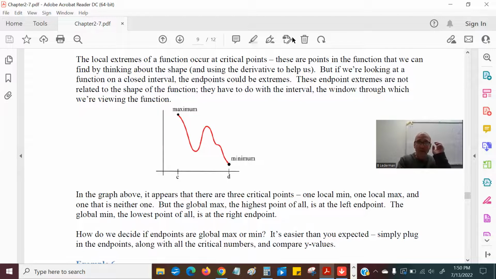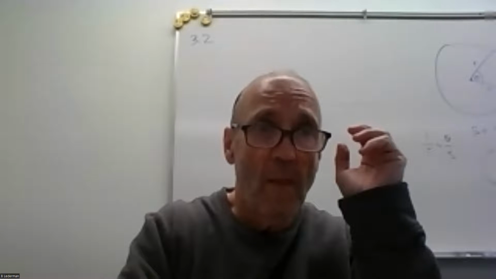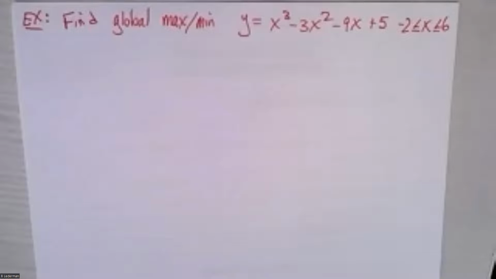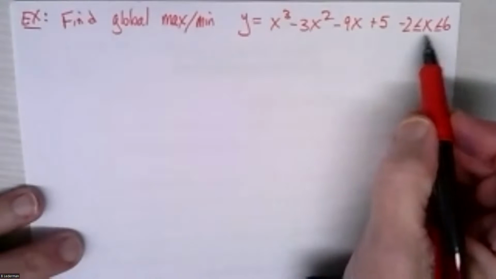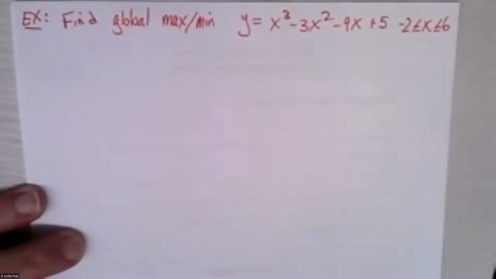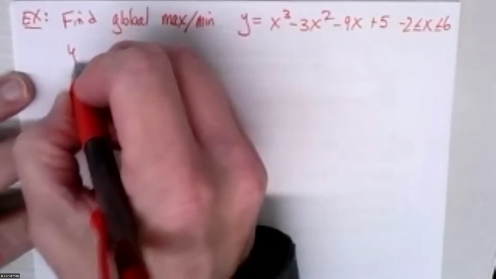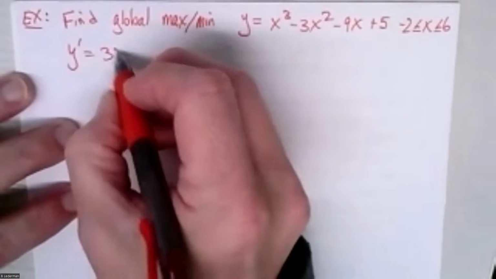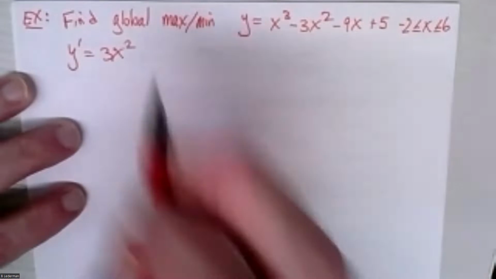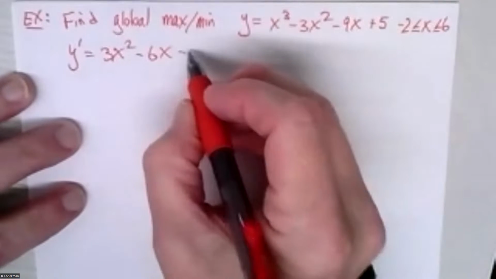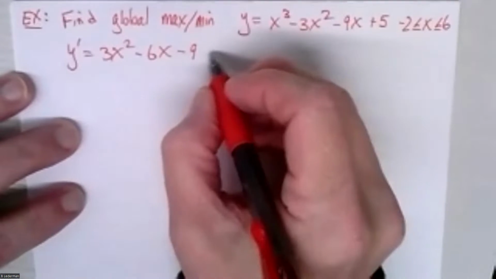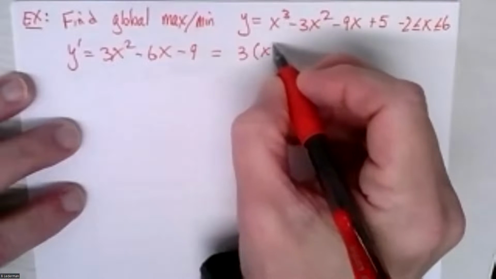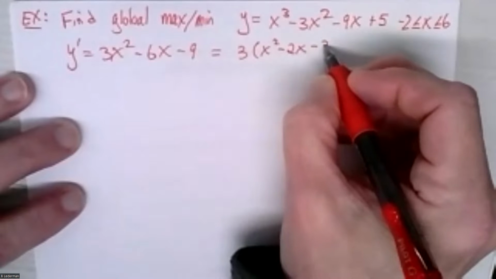So I'm going to switch back to the other camera, I mean, and here we go. We'll do a nice little example here. What I'd like to do now is find the global max and the global min for y equals x cubed minus 3x squared minus 9x plus 5, where x is restricted between -2 and +6. So all I'm going to do is find the critical numbers. I'm going to take y prime, and y prime is going to be 3x squared minus 6x, and then minus 9. Which is, and this is equal to 3 times (x squared minus 2x minus 3).